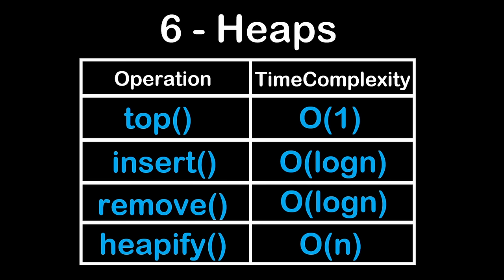But okay, now let's get into the top six list. Let's start with number six, and that is going to be a data structure called a heap. You may or may not be familiar with heaps, but they are a very common data structure that comes up.